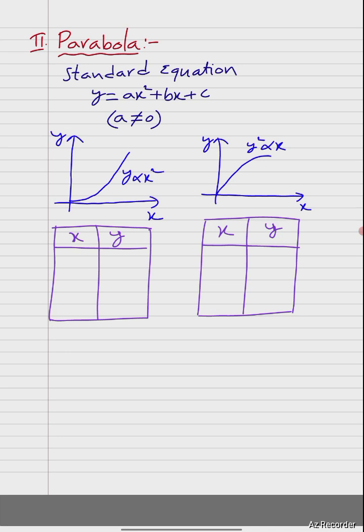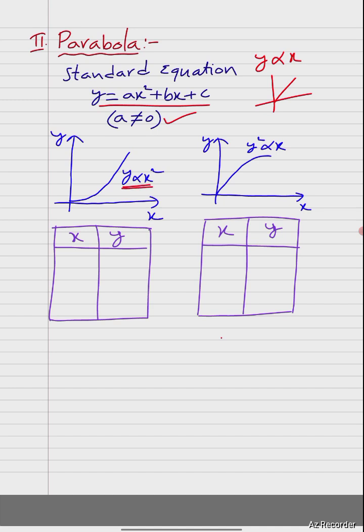Now let us look at parabola. The standard equation of parabola is y is equal to ax square plus bx plus c, where a is not equal to 0. Now look at the shape of the graph. If y is proportional to x square, earlier we have seen y proportional to x, then the graph will be a straight line. But now the relation is y proportional to x square.